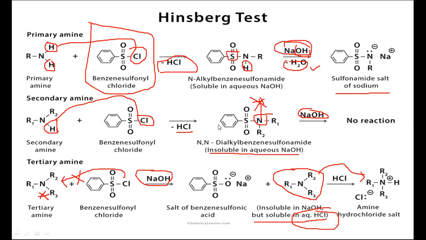Very simple. You should remember the compound benzene sulfonyl chloride. If you remember that compound, then it is very easy to assign which will react, why they dissolve in NaOH, why they are not dissolved in NaOH, and why the tertiary amine dissolves in hydrochloric acid. That point you have to remember.